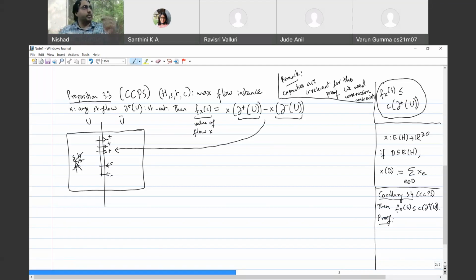Let's say we prove proposition 3.3. Okay. Let's see why proposition 3.3 implies the corollary. So what is the left hand side? The flow value at S for this, and that is exactly this quantity. What can we say about this?